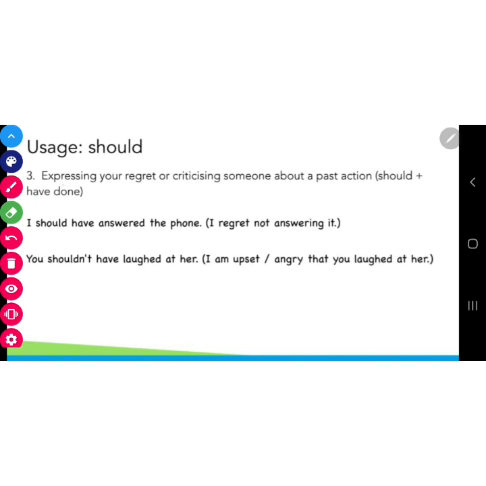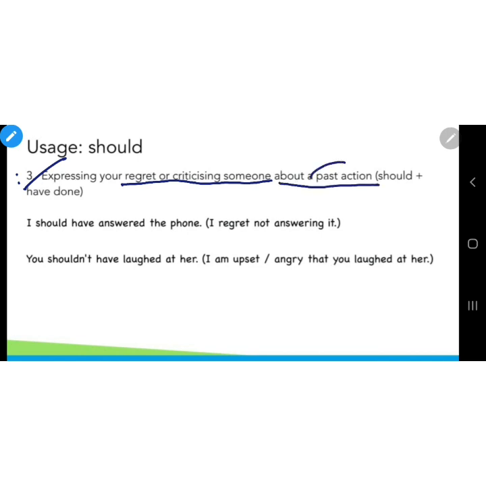Okay, so the third usage: expressing your regret or criticizing someone about a past action. Should plus have done. I should have answered the phone. You shouldn't have laughed at her.